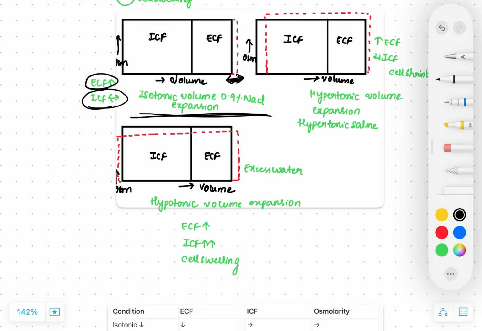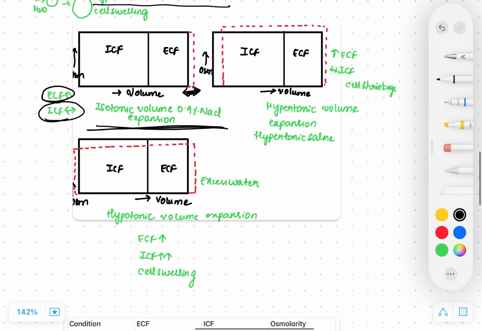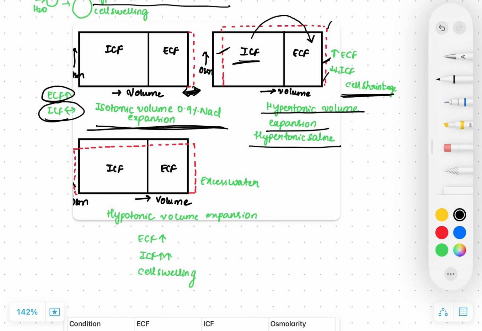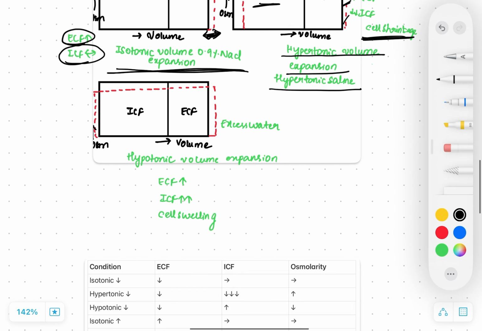The next graph is hypertonic volume expansion. If we inject hypertonic saline, what happens? The volume will be increased and the osmolarity also will be increased. Because the osmolarity is increased, the water will move from the intracellular to the extracellular compartment, leading to expansion of the extracellular fluid but also decrease in the intracellular fluid, leading to cell shrinkage.